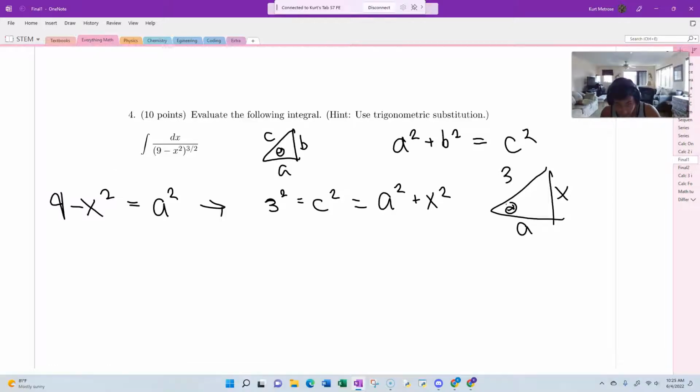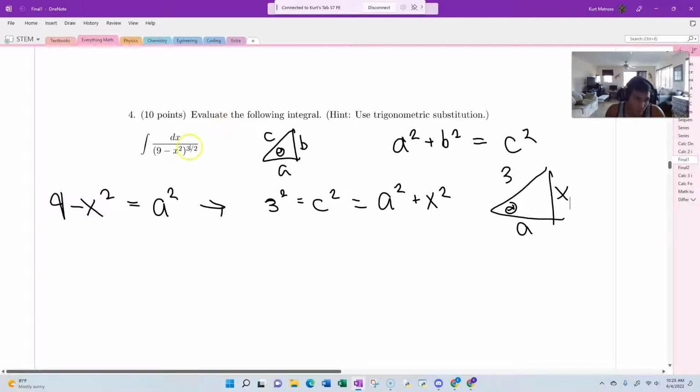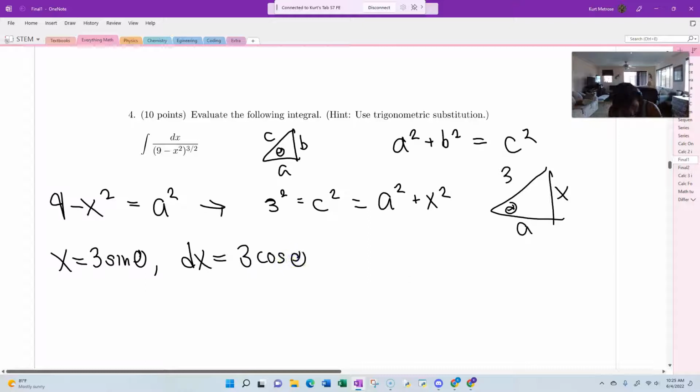So this is what our situation looks like. This is our triangle, and the reason it's our situation is because this is what our integrand has here. So we know that x is equal to 3 sine theta, and dx is equal to 3 cosine theta. So 9 minus x squared is equal to 9 minus 9 sine squared theta, which is equal to a squared.